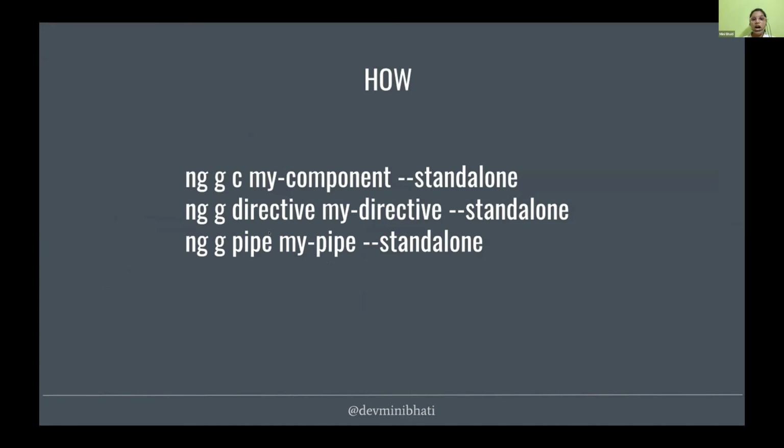The second how: how do we create a standalone component? So these are the three commands. It's pretty much the same, like we generate a component, directive, and pipe. We just add the standalone flag to it, so it creates the standalone true flag for us in the metadata.